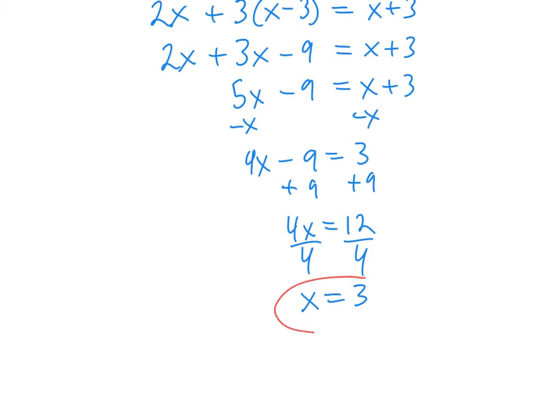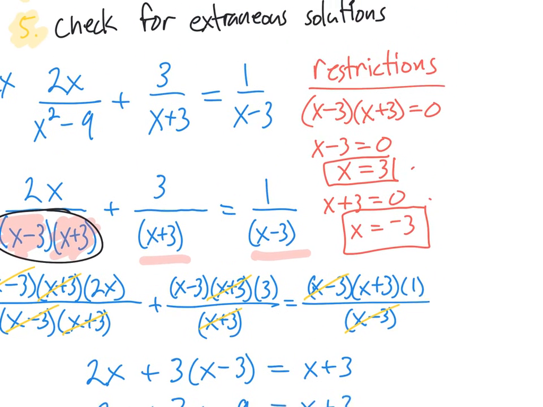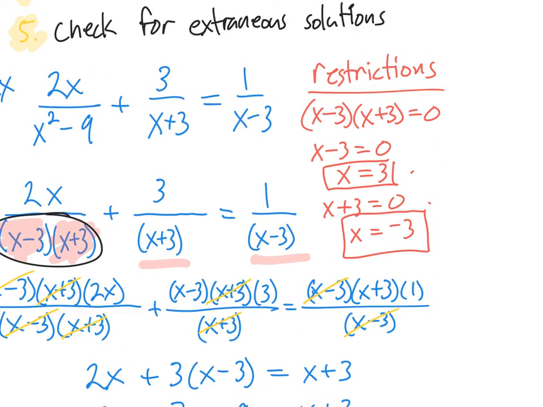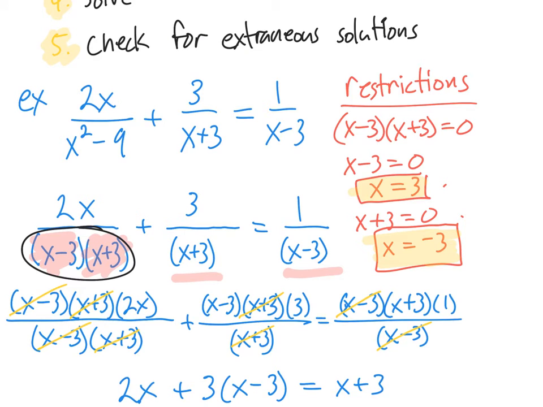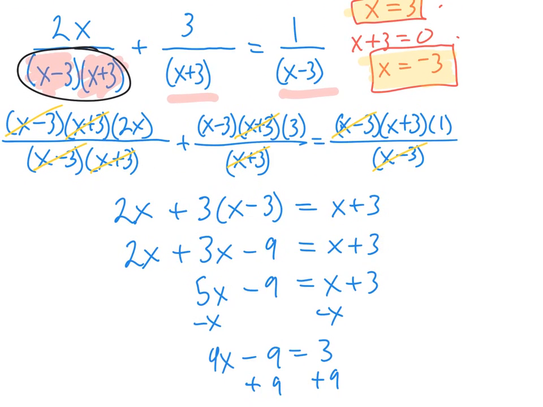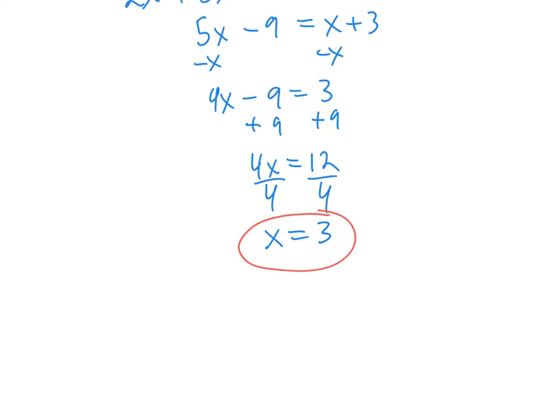Uh-oh, that might be a problem, because if we think back to what our restrictions were, x equals 3 and x equals negative 3. If we put those into our original equation, they're going to make the denominator equal 0 in one of our terms, or more than one of our terms. That creates something that's undefined. So this particular solution is what we call extraneous.